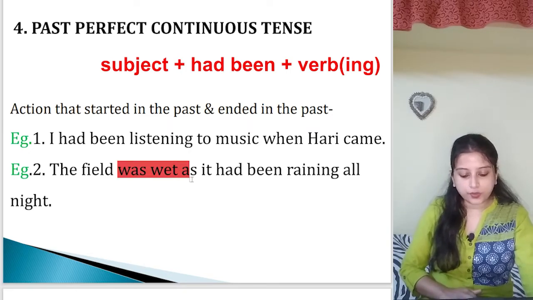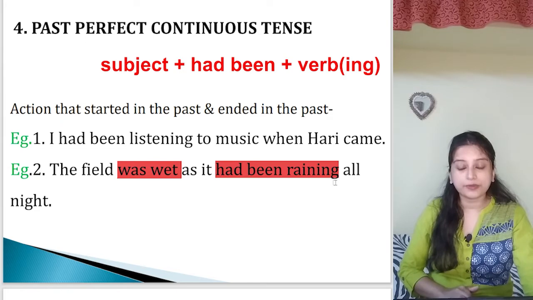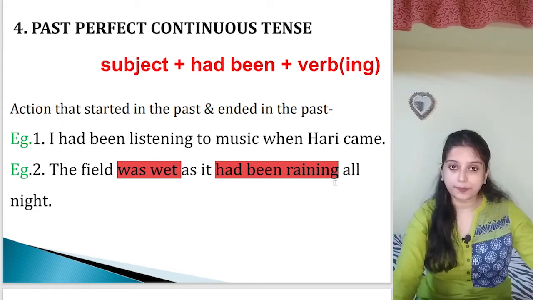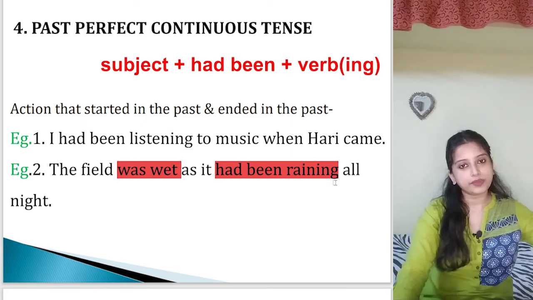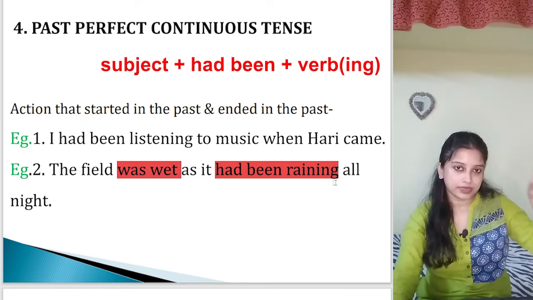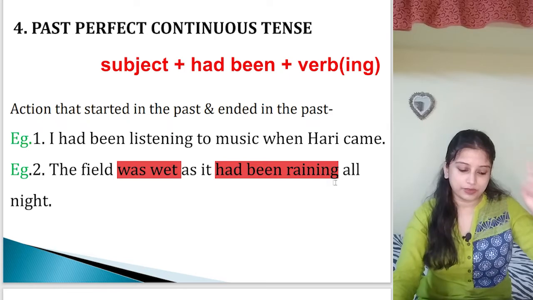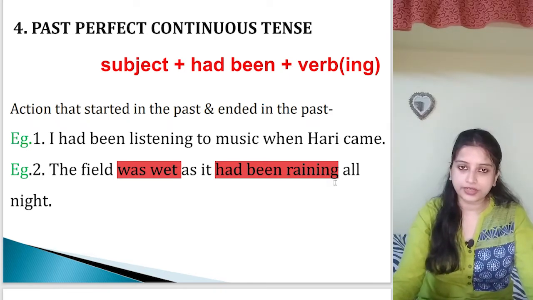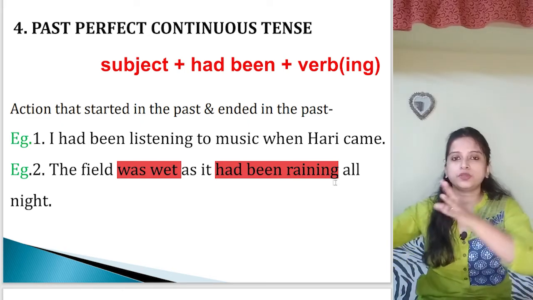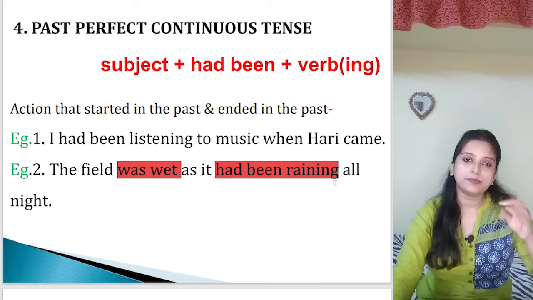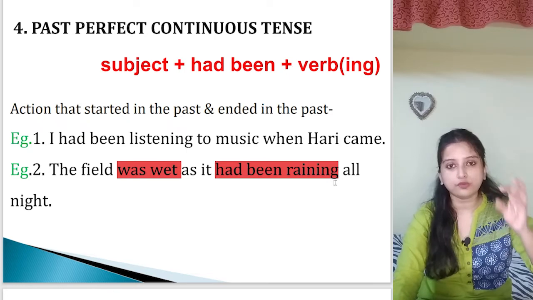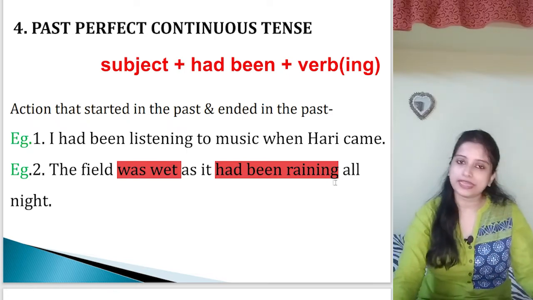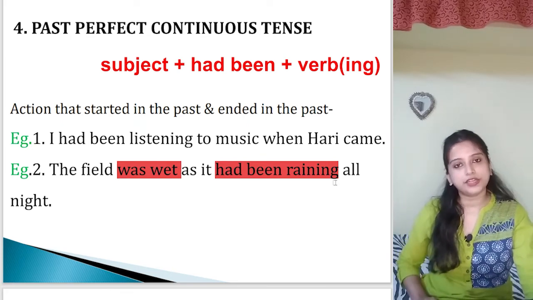The field was wet as it had been raining. Why am I writing had been raining? Because I have already pointed out that it is wet. It was wet in the past. That means before being wet, it had been raining for some time, for a stretch of time. That will make it past perfect continuous. So subject plus had, of course, no alternative. Whether first person, second person or third person, whatever happened, in all of them there will be only one helping verb, that is had. So subject plus had plus been plus verb plus ing. Past perfect continuous also done.